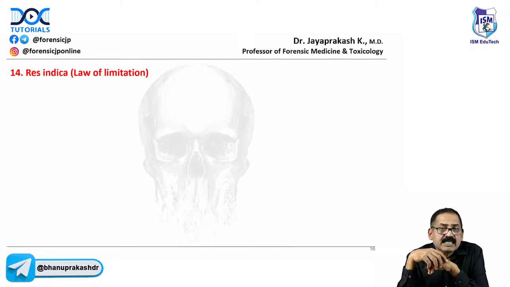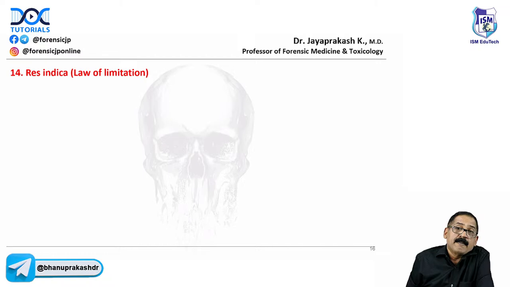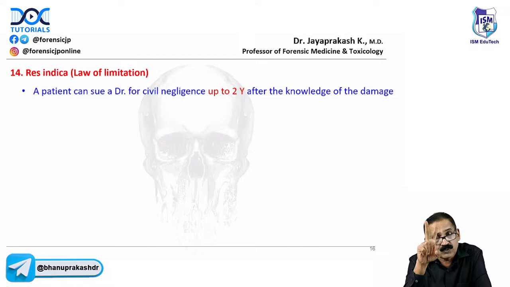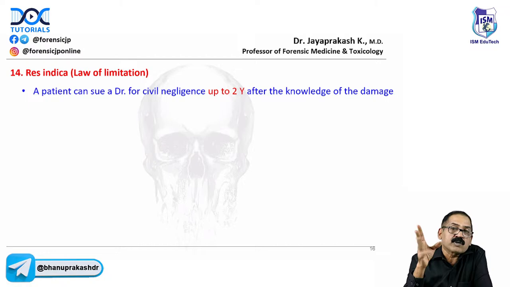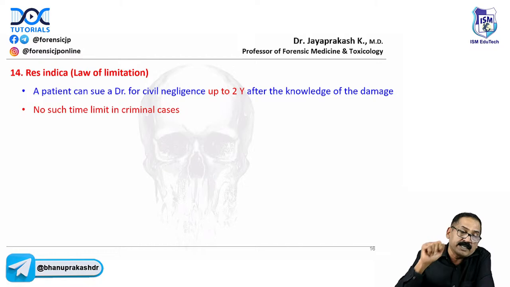Number 4, res judicata, the law of limitation. In a civil case, the time limit for a party to sue a doctor is 2 years after the knowledge of the damage. For example, today, instead of the right eye, he operated on the left eye; from today, I have 2 years to sue him. If the doctor has left a sponge in my abdomen and I come to know after 10 years, then from that time, within 2 years. But not in criminal cases. Criminal cases are unlimited.